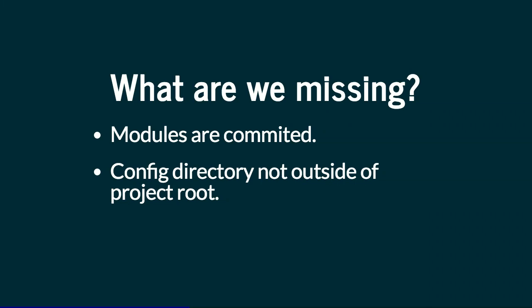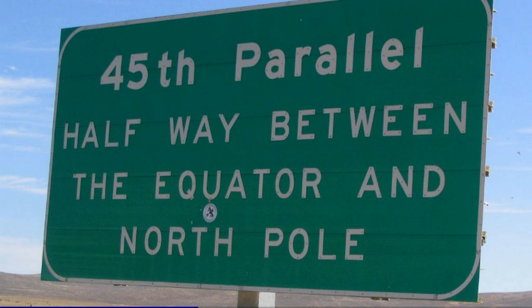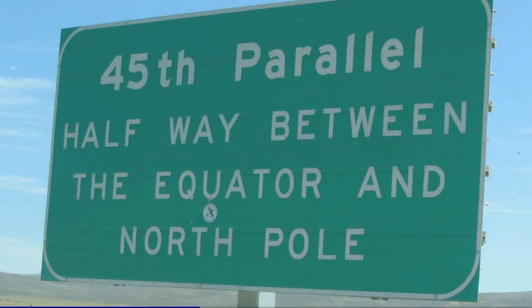And finally, the config directory is not outside of the project root. So it means it's in the web root, and someone can just get there and find out your hash, and probably those files are accessible to the web server. So it means we are halfway there. We're kind of getting there, but it's better than nothing.